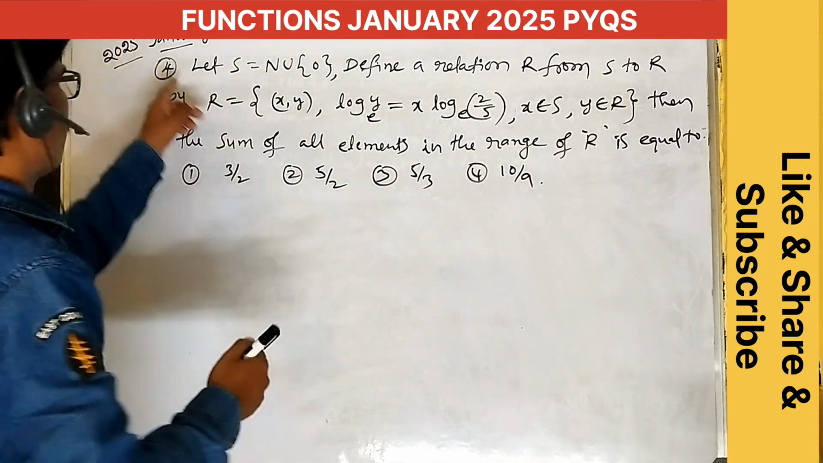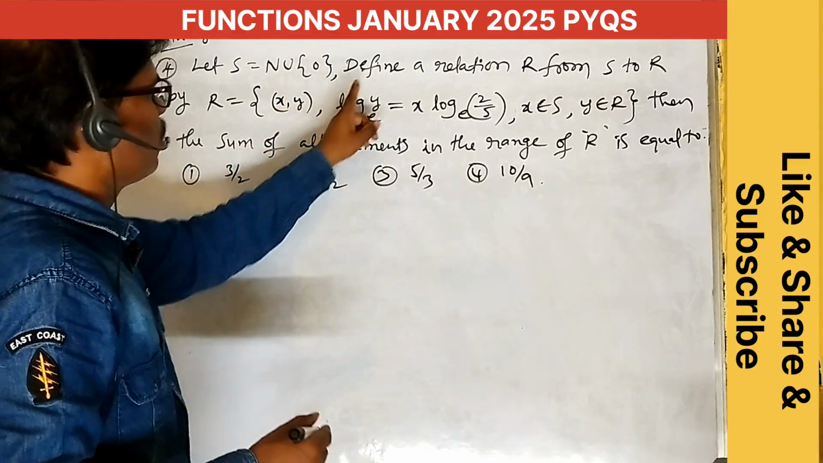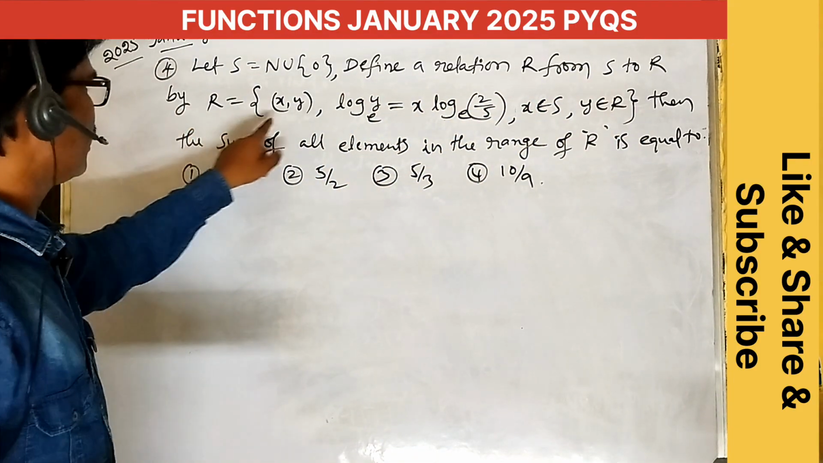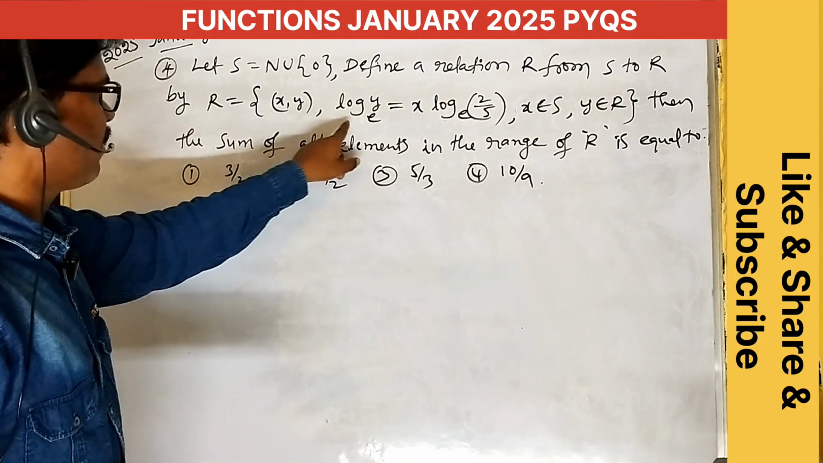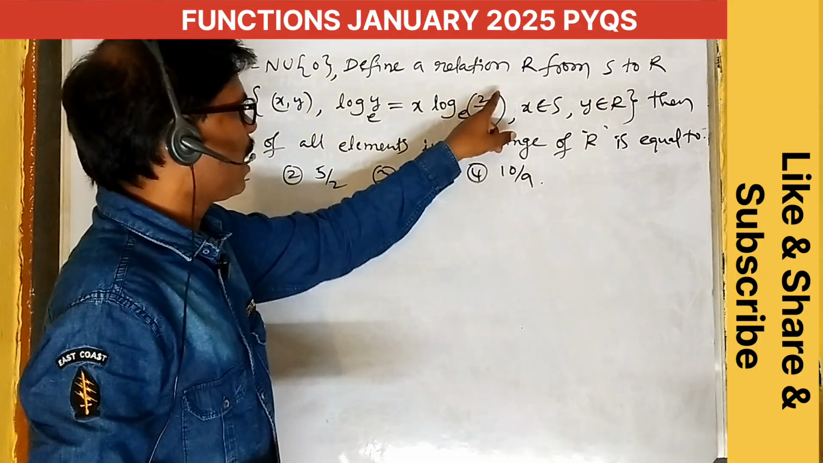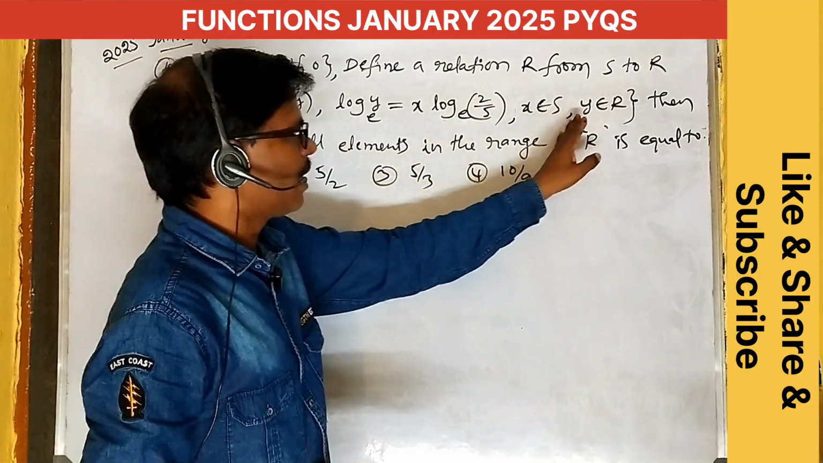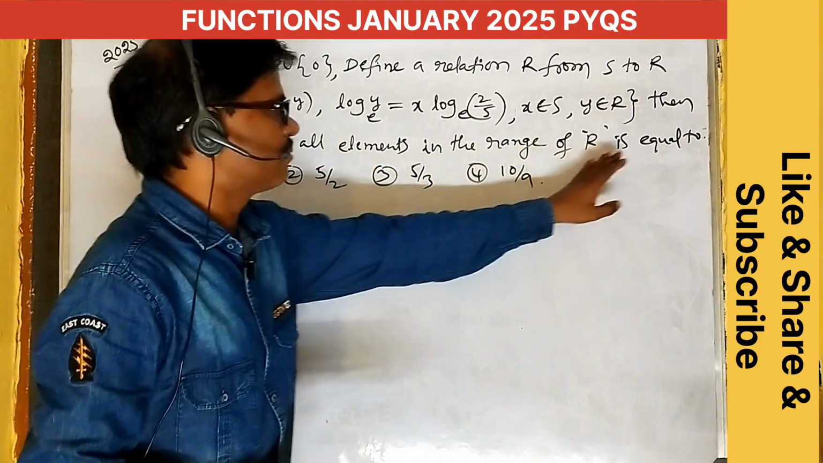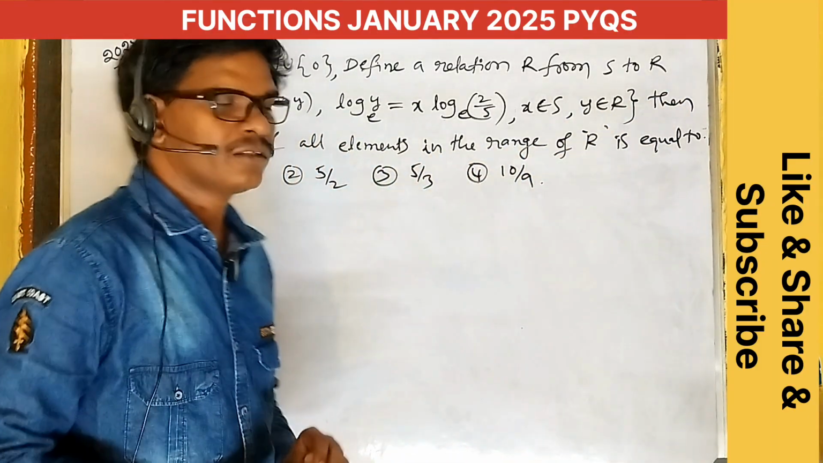Okay, this is question number 4. Let S equal the natural numbers union 0. Define the relation R from S to R by R equals the relation of x comma y, where log y base e equals x log base e of 2 by 5, with x belonging to S and y belonging to R. Then the sum of all elements in the range of R equals what? We are asked for the summation.